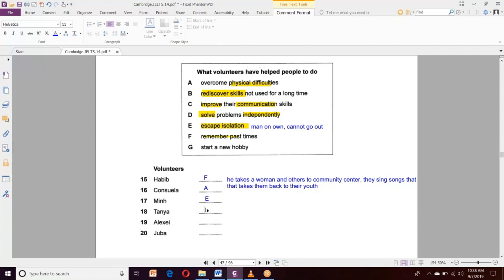All right, number 18 is G. Right, and the reason why they said this woman was watching Tanya making toys, and the woman got inspired and started making toys also. All right, that's a paraphrase of what they said. That relates to starting a new hobby. Right, because it wasn't something she had done before. It was something she did after watching her. She started doing it. Okay, number 19.